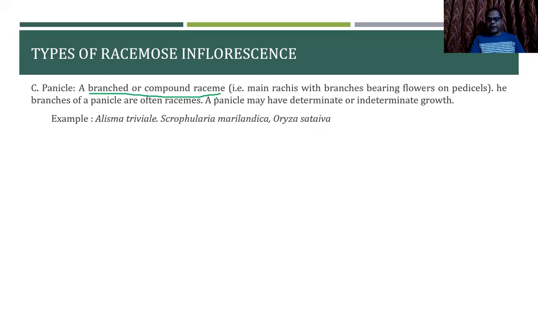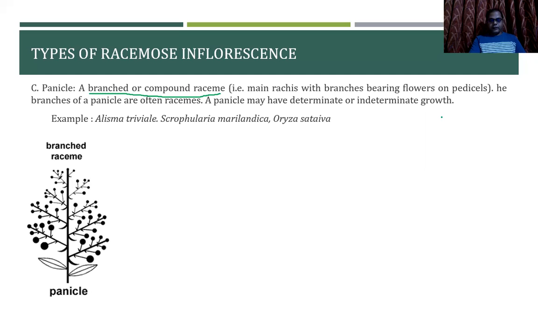The branches of the panicle are often called racemes. The panicles may have terminated, determinate, or indeterminate kinds. It can be seen in many cases of inflorescence. For example, it is seen in Sclerophrus, in rice, and in Delonix regia. What is happening is that we have got the branched structure.